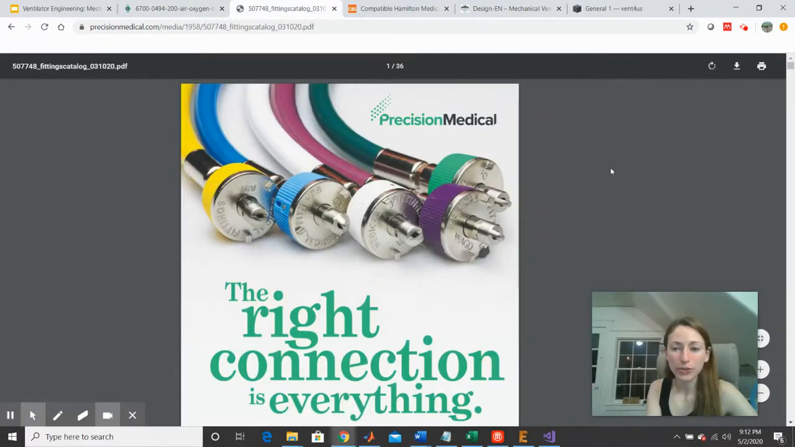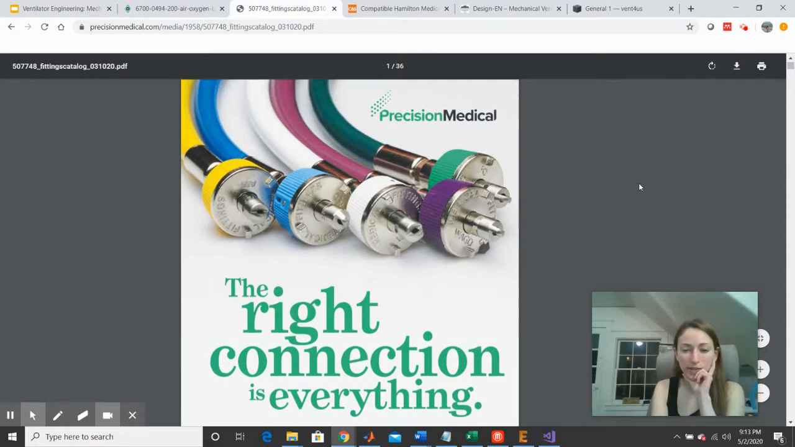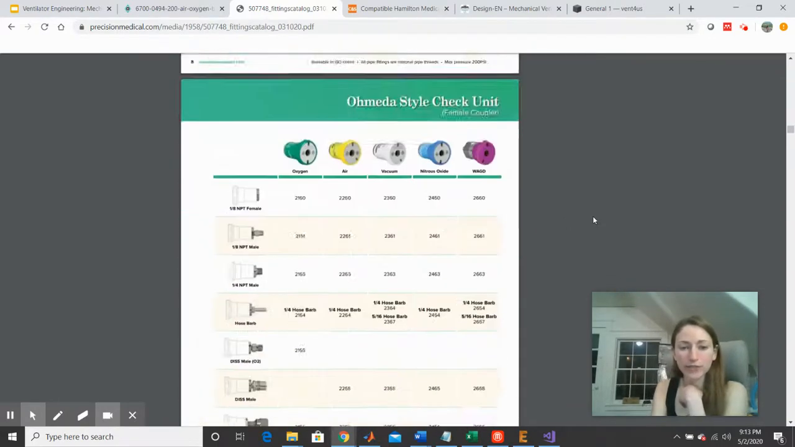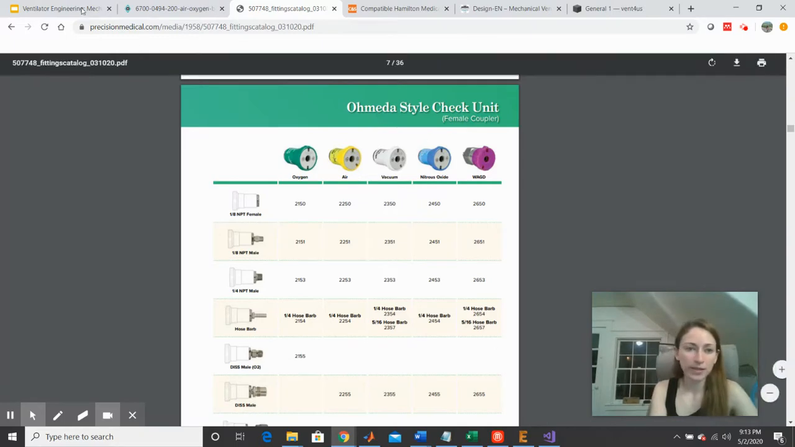If I then go to wherever I'm trying to buy my fittings from when doing part sourcing, for example, Precision Medical is one. If I scroll down to what they've got in their catalog, everything's categorized by what type of fitting we're looking for. So there are Ohmeda-style fittings, DISS-style fittings, Schrader-style fittings, and so on. And regardless of what type of fitting categorization we're working with, they're always going to have different types of fittings based on the gas supply. So this is the sort of thing you're looking for. There are oxygen fittings, air fittings, and also vacuum, nitrous oxide, and so on. So keep that in mind.